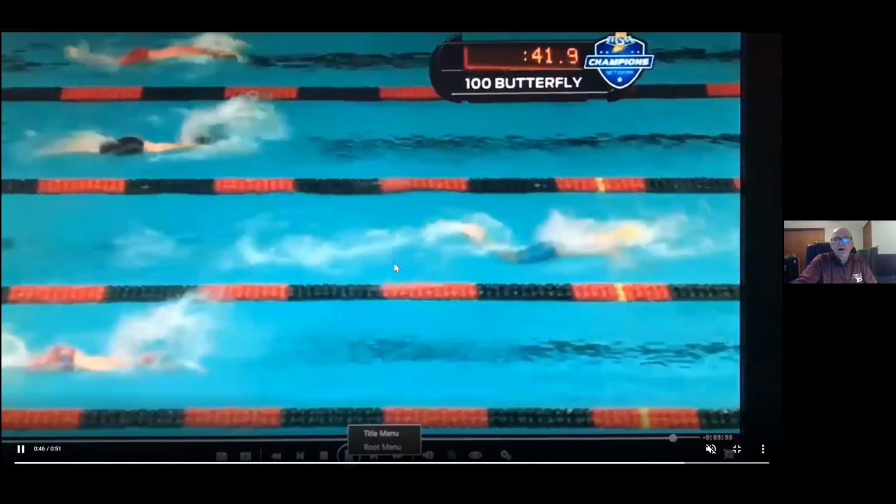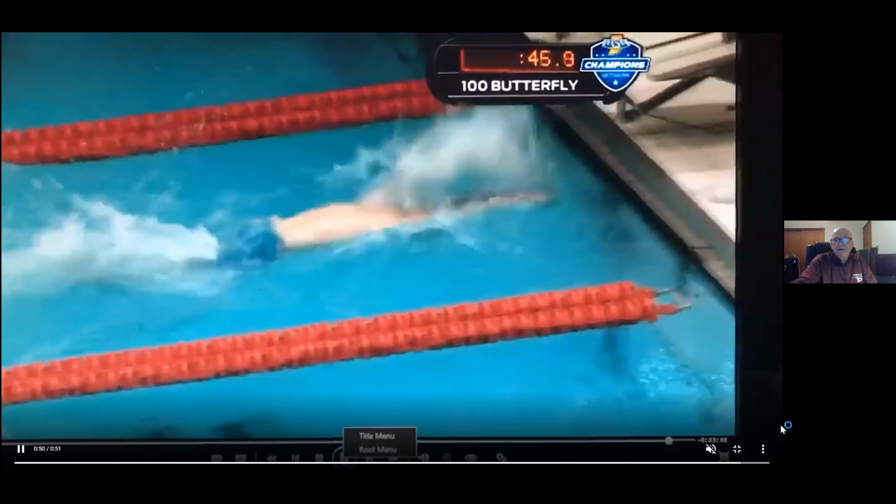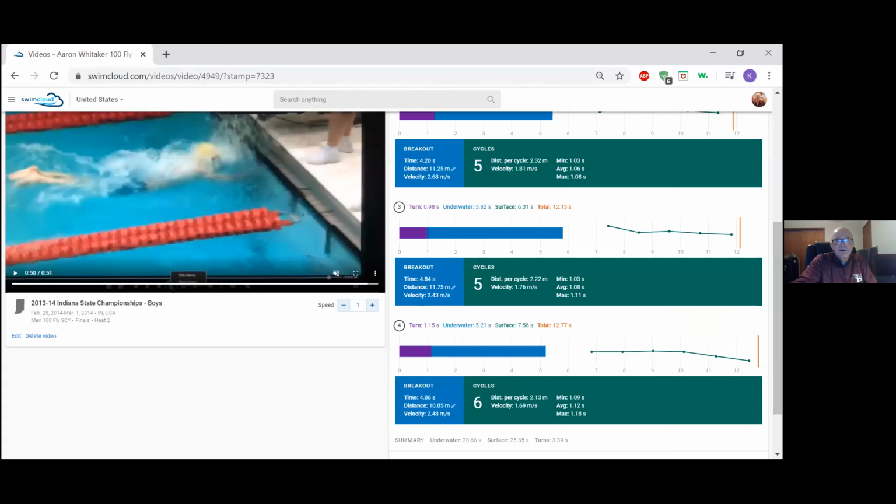Still keeping it long, and finishes on a pretty good stroke. So the numbers here for this last one took 6 cycles, and now some of that is because he was short on this end.